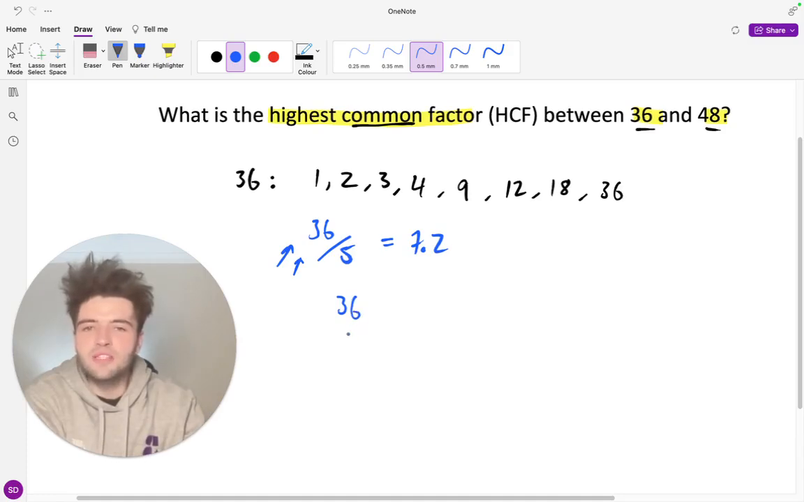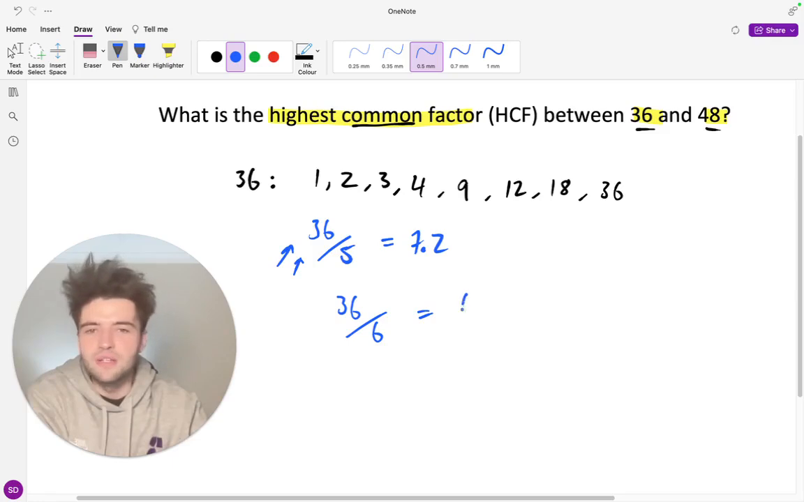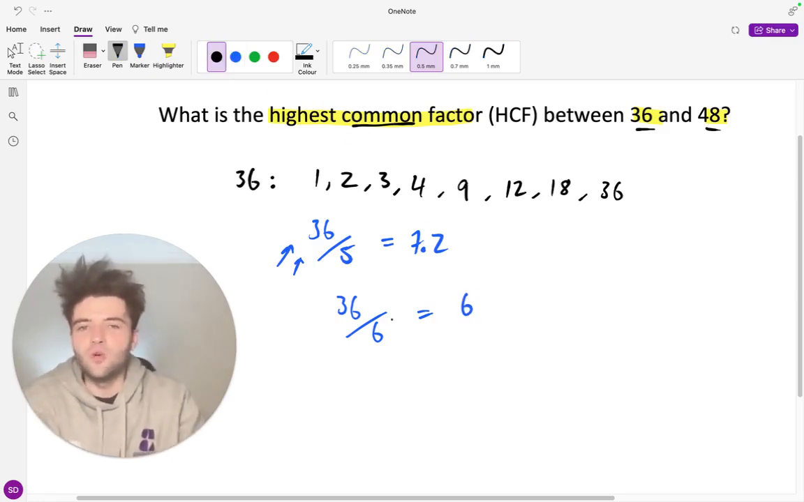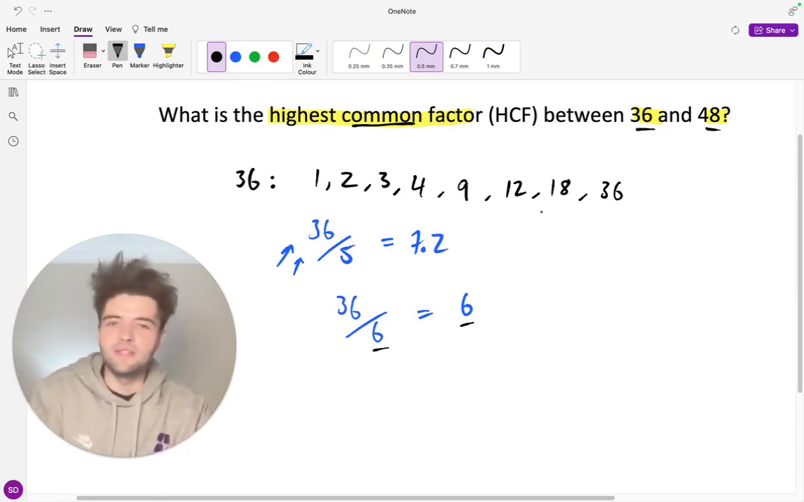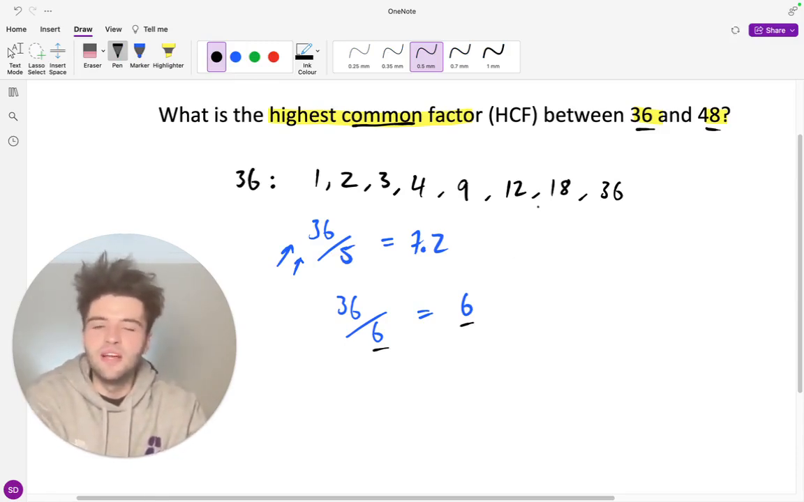And then the next one we're going to test out is going to be 6. So 36 over 6. And this is actually going to be 6. And we don't add 6 to the list twice. We just add 6 once because 6 is a factor of 36. It does happen to be 6 by 6, so 36 is 6 squared, but we don't need to worry about that.